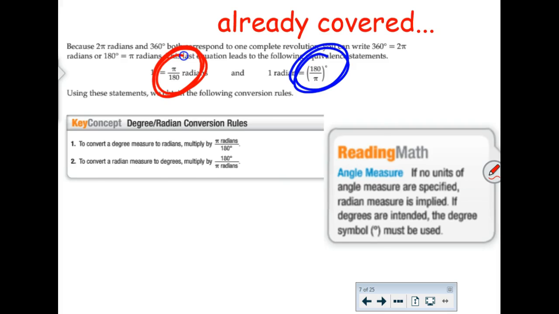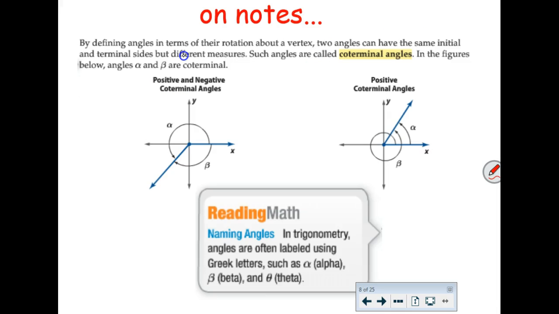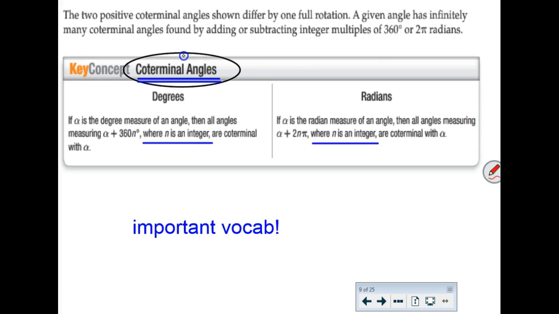I'm going to skip over that part. I don't feel like we need more examples of that. We talked about coterminal yesterday. We talked about how to consider all coterminal angles. And yesterday I said a little different notation than what your book says. This is what your book says. It says alpha plus 360n for degrees. Yesterday we just said something like alpha degrees, and then we said plus and minus 360k.